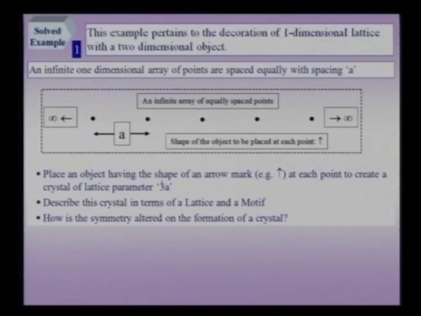I would like to describe this crystal in terms of our familiar language of the lattice and the motif, and I would like to address the question of how the symmetry of this original 1-dimensional array is altered when I make this crystal. So it's a very simple kind of 1-dimensional example.